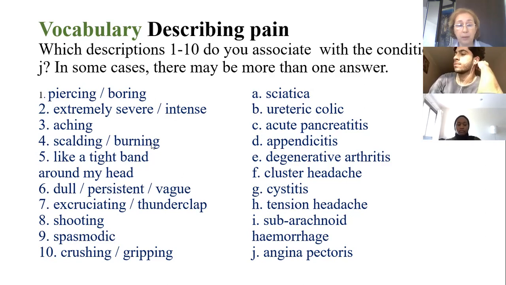So now, if we look at the adjectives, which conditions does each group of adjectives associate with? Piercing or boring. Which condition can be piercing or boring?